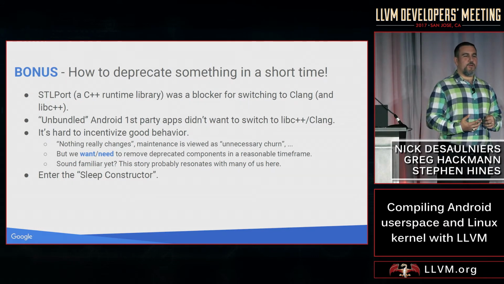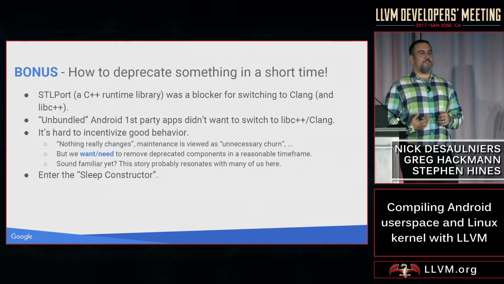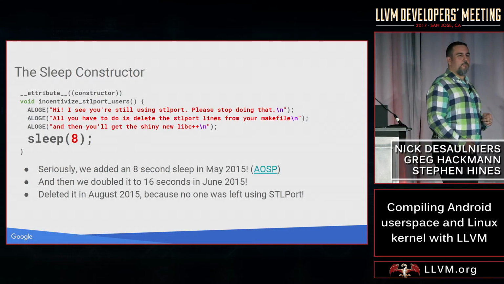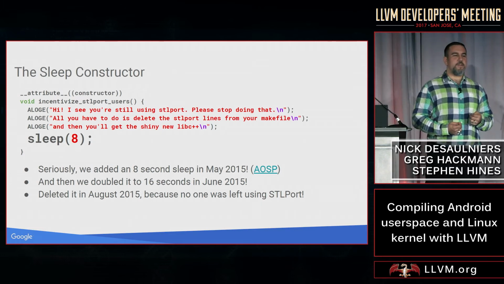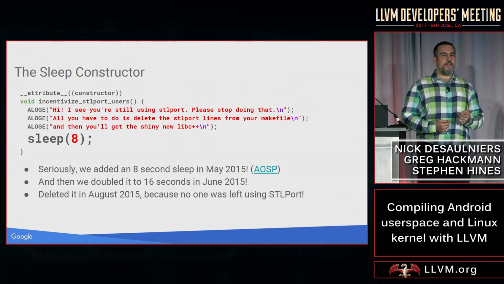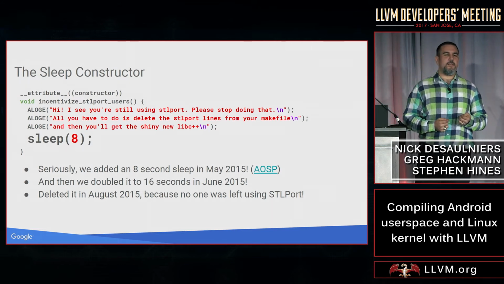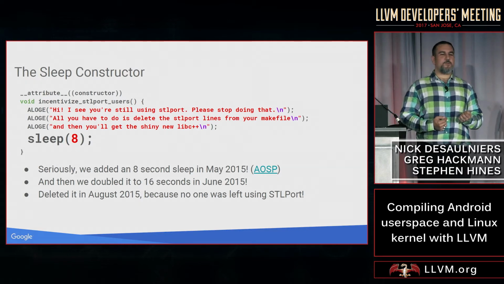So this is when one of the other brilliant people in Android said, I've got an idea. What about a sleep constructor? We control the STL. They only control their build of their app. So we went ahead in the middle of STLport and inserted a giant sleep 8 as a startup cost. So you want to start your app, you have now an 8-second penalty. And in the commit message for this, he also said, I'm going to go ahead and double this when I feel like it. So we checked this in internally in May of 2015.